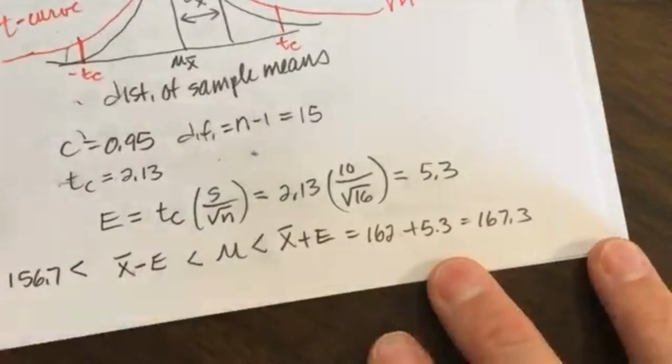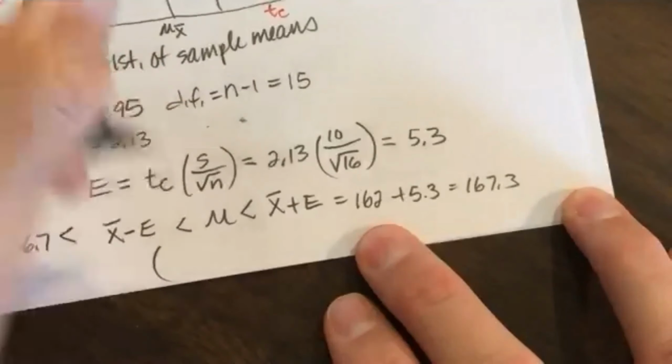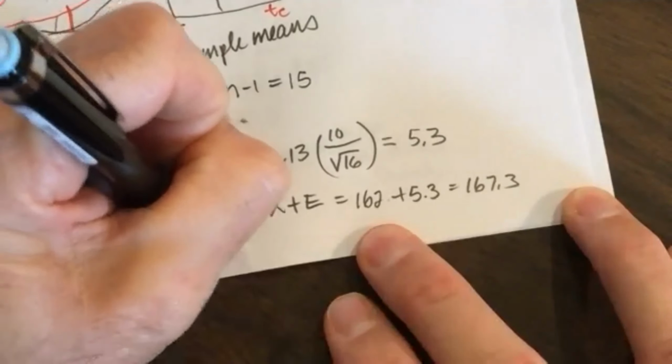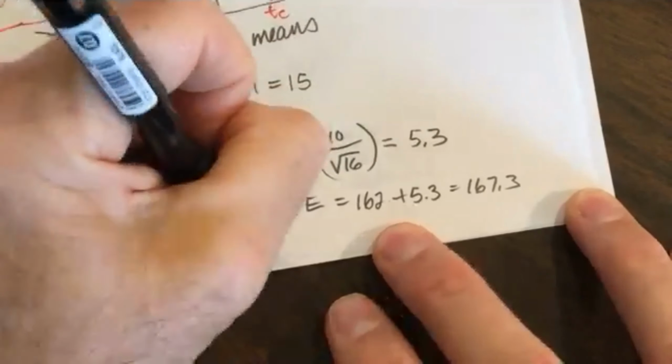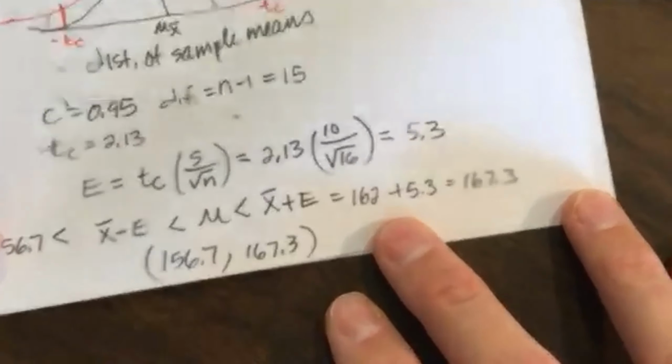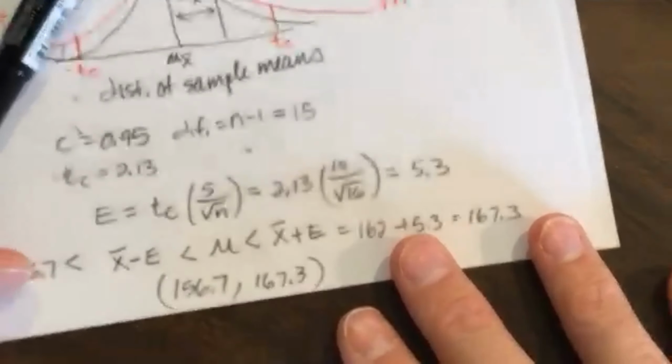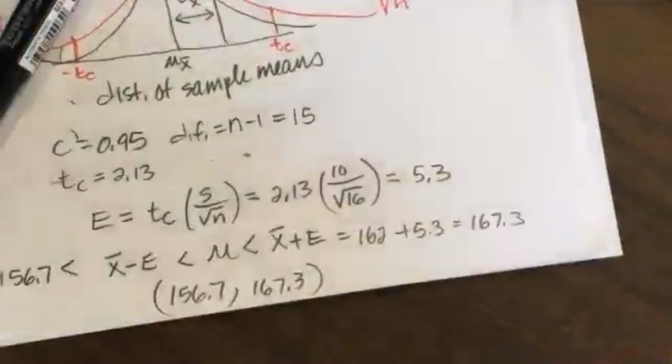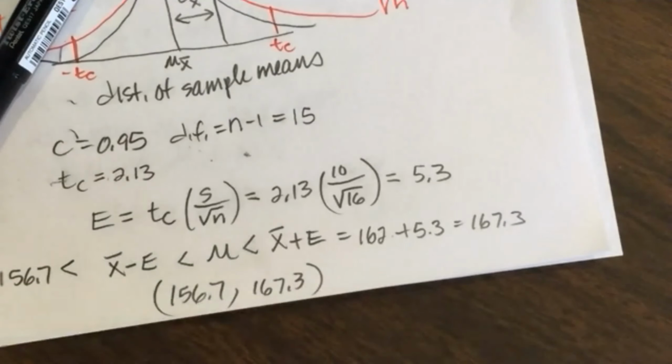So if you want to write this down succinctly, you would say 156.7 to 167.3. And then if you're reporting out your results, you're going to say the average cup of coffee served by coffee shops is between 156.7 and 167.3 degrees, and I'm 95% sure. Okay, that's how you work this out.